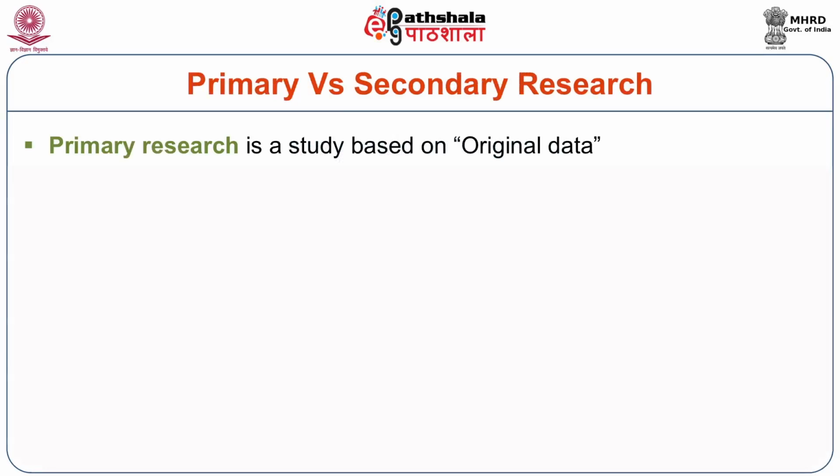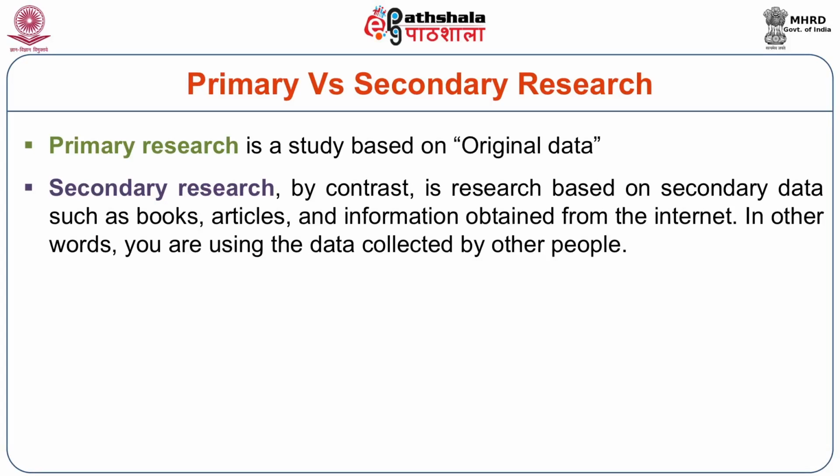Then primary versus secondary research. What is the difference? How can we compare? Primary research is a study based on original data, the primary data. Secondary research, by contrast, is research based on secondary data such as books, articles, information, newspapers obtained from the internet or other sources. In other words, you are using the data collected by other people or written by other people. You collect them and then you try to find the answers to your research question with the help of this secondary data and then come to a certain conclusion by negating some and accepting some.